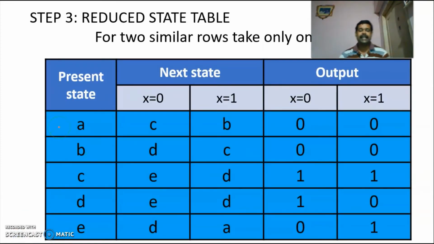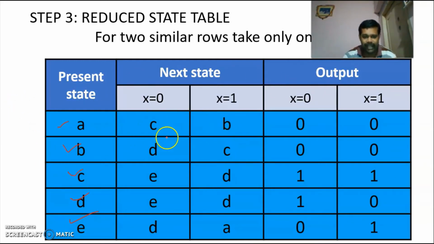initially it had 7 rows. Now we have reduced it to 5 rows. So initially from the state diagram we formed the state table. From the state table we checked for equivalent states. Equivalent state means two states having the same next state and same output. After that we checked again for equivalent states, and again we got two states equivalent. Again we have reduced. So from 7 states we have reduced to 5 states.